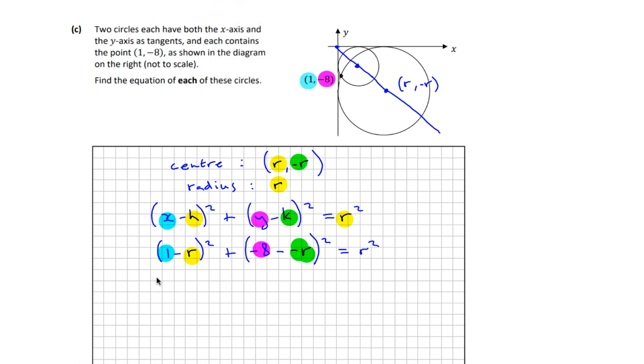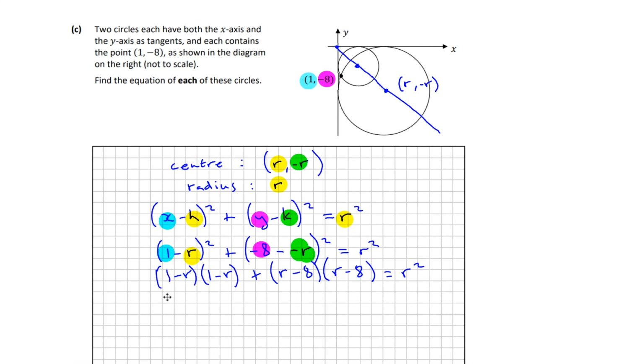So this here will become (1 - r) squared, which is 1 minus r by itself. And then over here you've got minus 8, minus (-r) is plus r. So that's minus 8 plus r, or indeed r minus 8. And again, that's squared, so you're going to be multiplying that by itself. And that's equal to r squared. So we'll multiply this out and tidy it up. Let's see what we get.